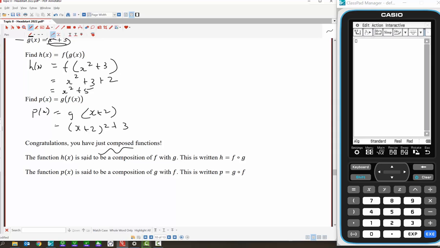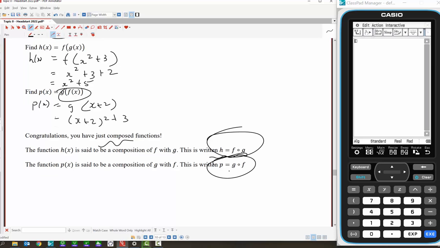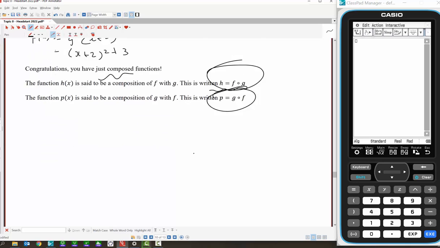So the function h of x is said to be a composition of f with g, and the notation that we sometimes see is this notation. So function h is a composition of f with g, or p of x is a composition of g with f. Now I tend to only see that notation in VCAA exams, but become familiar with that. I think that's in the study design, so you just want to be all over that notation.